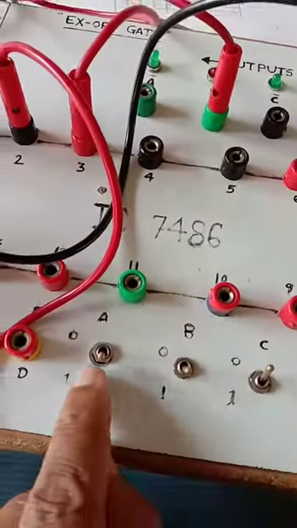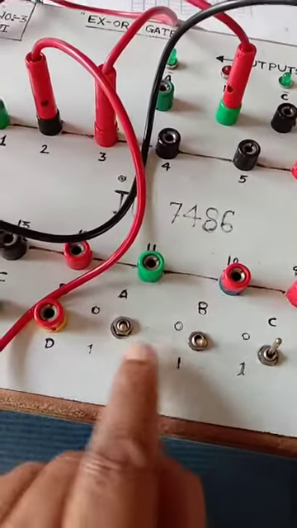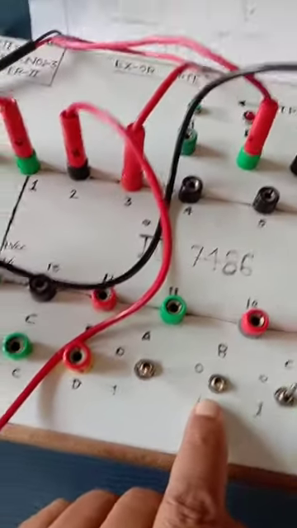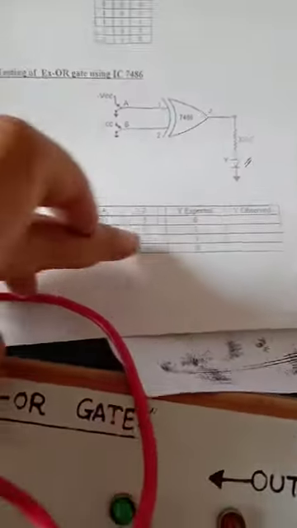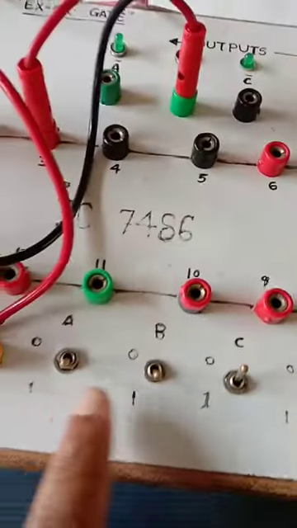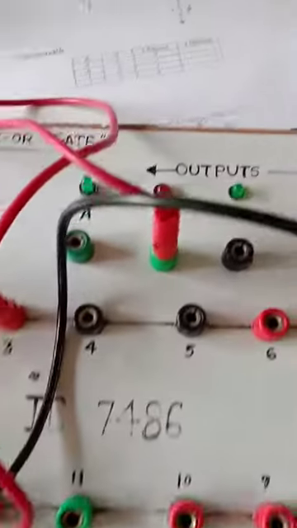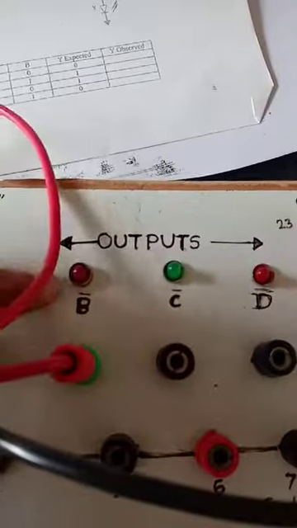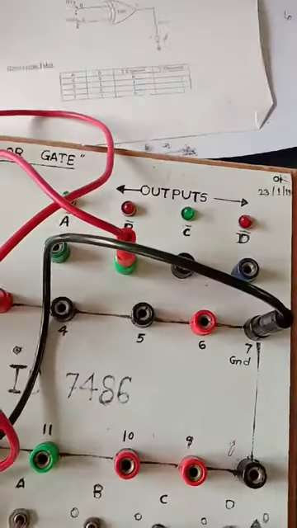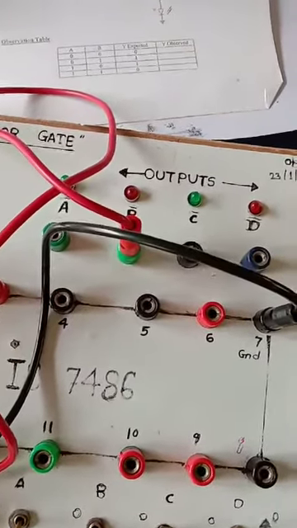Then for 1 1, both inputs are high, and the output should be low, because for 1 1 the output is 0. See here, for 1 1 the output is low because the LED is off. In this way, the truth table of the XOR gate is verified.